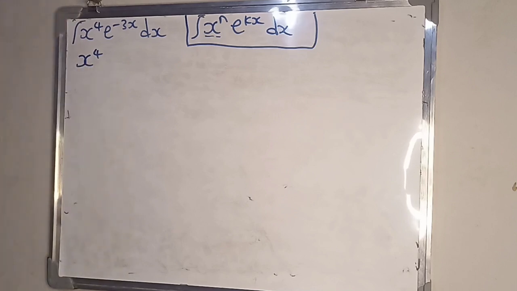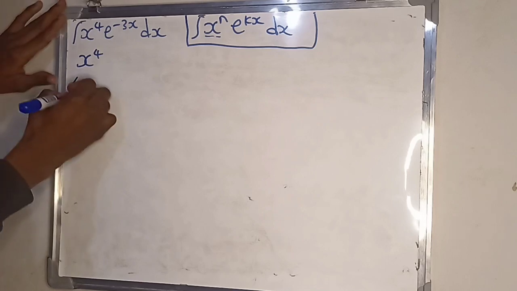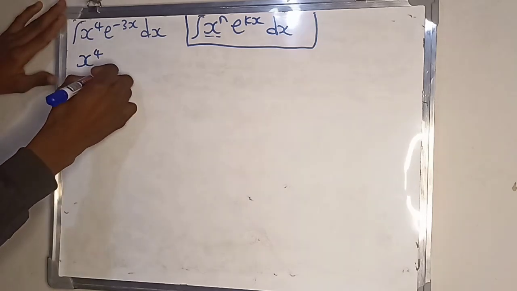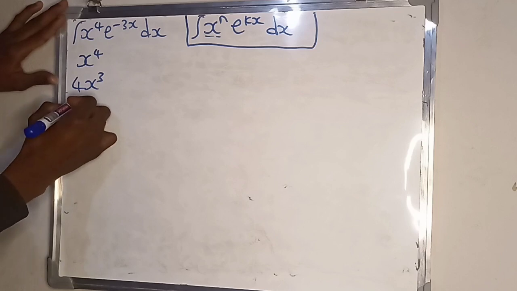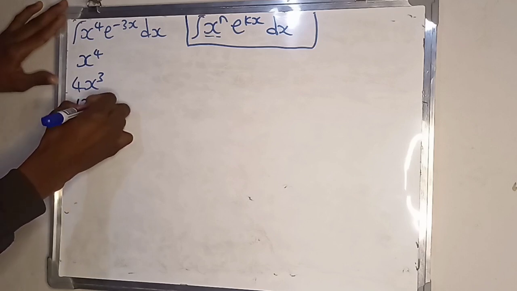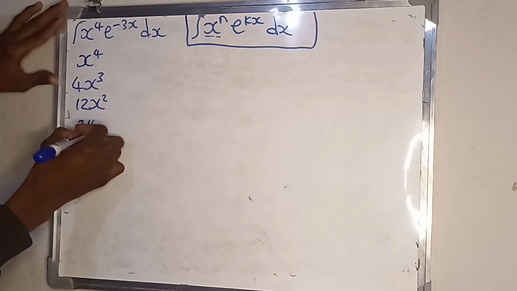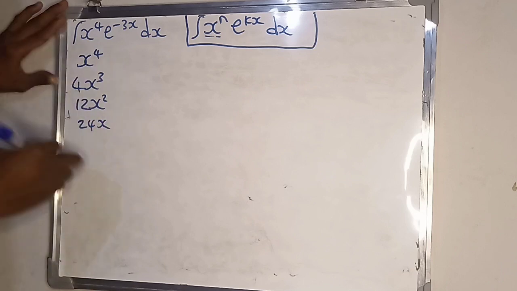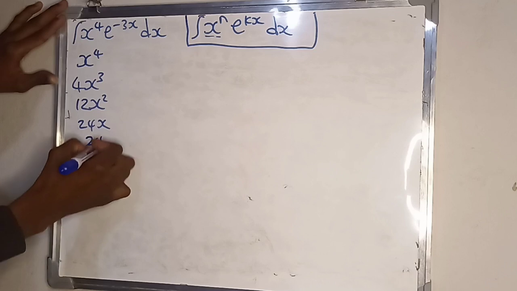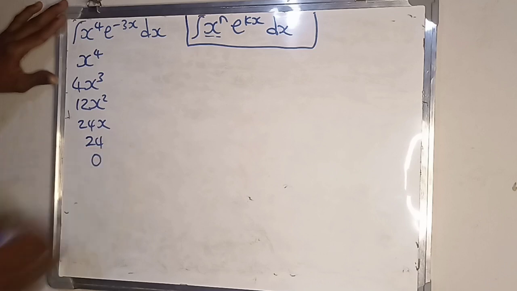Differentiating x to the power 4 for the first time, I have 4x cubed. For the second time, 12x squared. For the third time, 24x. For the fourth time, 24. And for the last time, it is 0.